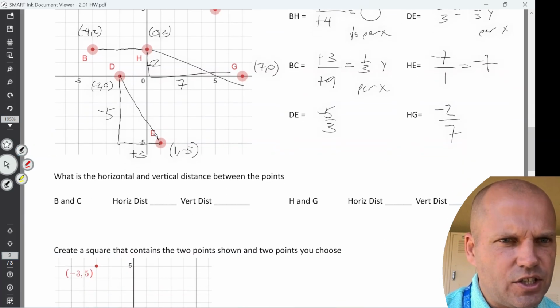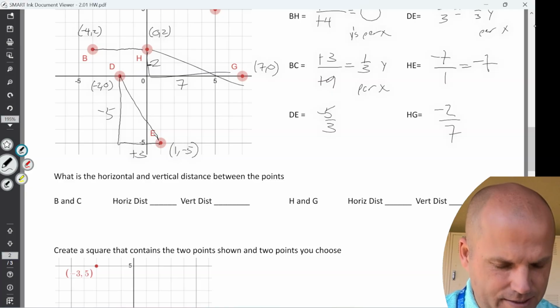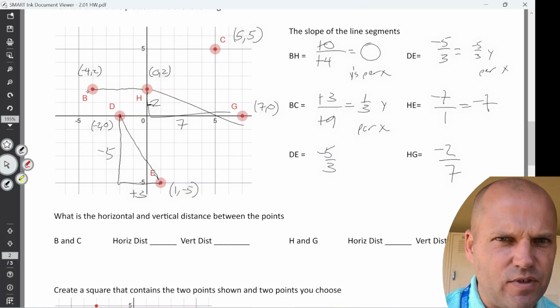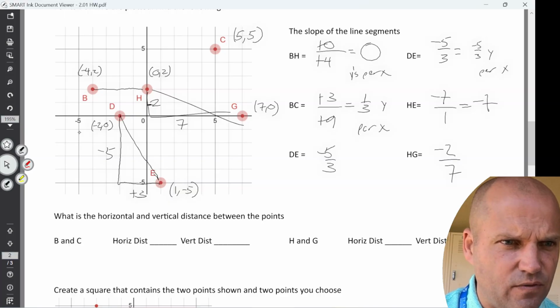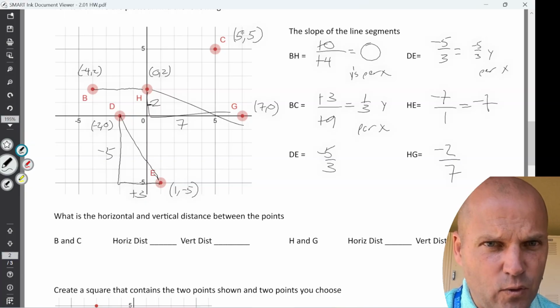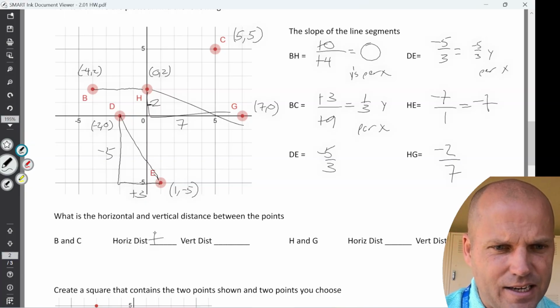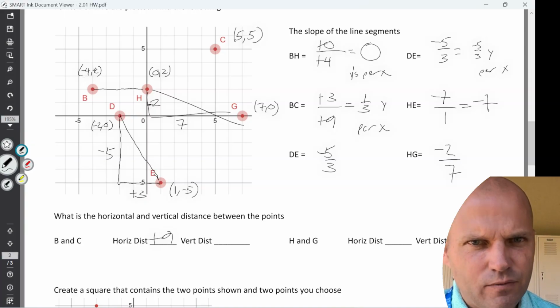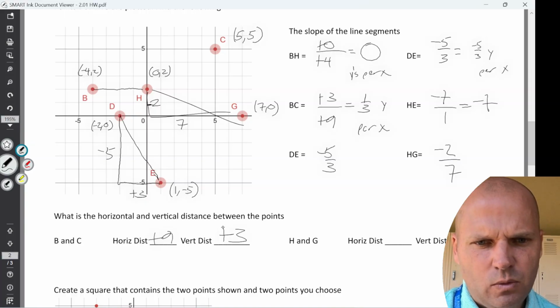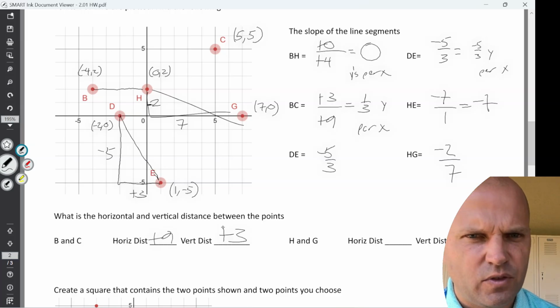What is the horizontal distance between the 2 points B and C? B has a location of negative 4, 2. C has a location of 5, 5. So from negative 4 to 5, that is a plus 9 x length. From 2 to 5, that is a plus 3. We'll say that things are just always positive.